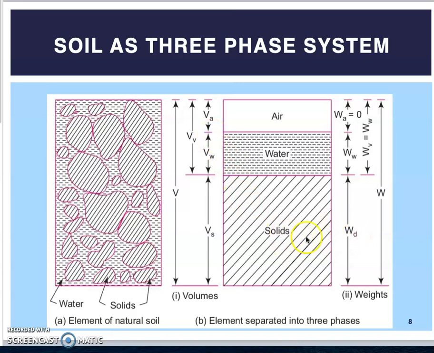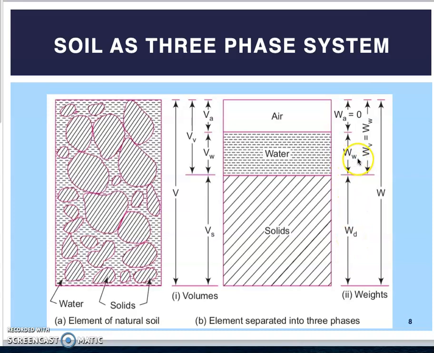Now the same thing can also be represented in terms of weights. So weight of solids will be represented as Wd. D actually stands for dry weight. Now why do we call it dry weight? Because water we are considering separately. So that's why this weight of solids is exclusive of weight of water. So this is called dry weight, Wd.